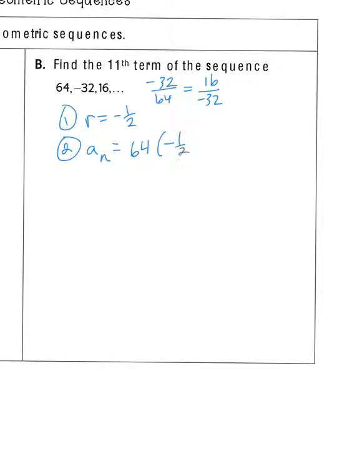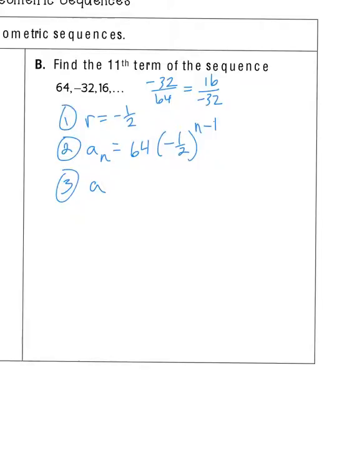So to find our common ratio, I'm going to take negative 32 and divide it by 64. So clearly my common ratio is going to be a fraction. And then 16 over negative 32. And so my common ratio is negative 1/2. So step 2, my explicit rule is my first term of 64 times my common ratio to the n minus 1.